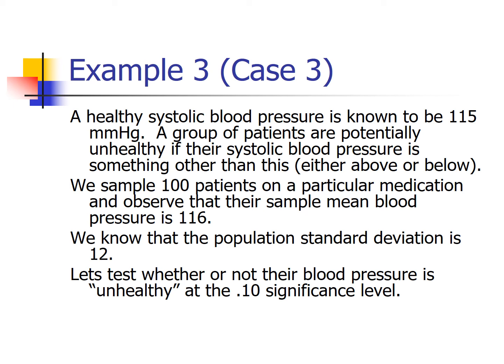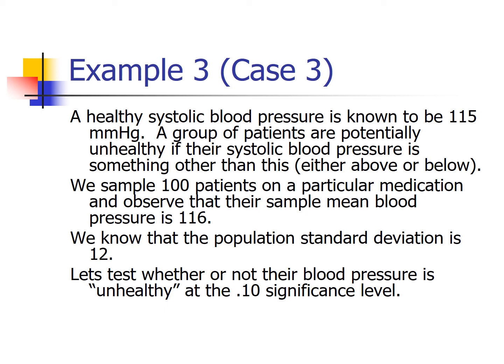So let's say that we have our sample of 100 patients. We look at their blood pressure and find the sample mean blood pressure for our sample is 116, which is a little bit elevated. Is it enough above 115 for us to be worried? Well, to answer that question, you need to know the population standard deviation. So let's say that's 12.